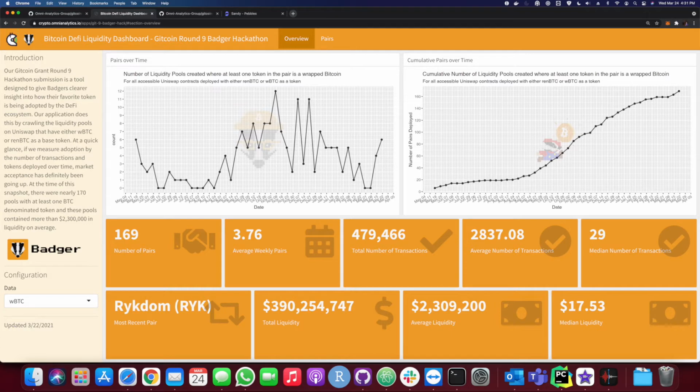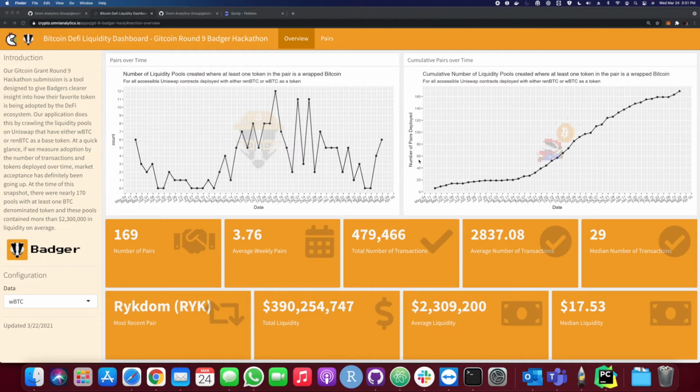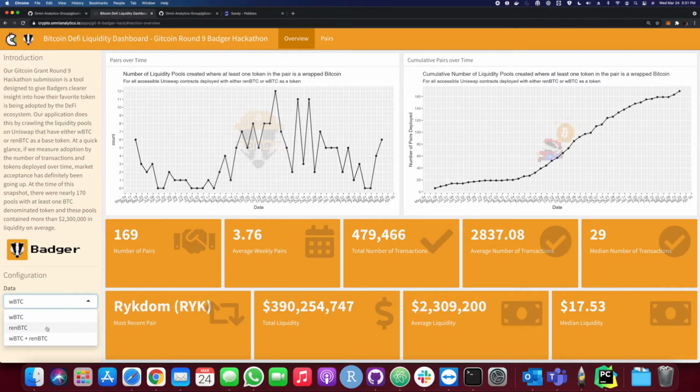When you open the application, it loads directly into the Overview tab, where we have both graphs and standalone statistics about the pools on the Uniswap platforms. On the left, you can choose whether you want to look at just pairs that had WBTC as one of the tokens, or RenBTC, or a combination of the two. Since the Badger clan fancies WBTC, we've set the default settings to aggregate only WBTC pairs.